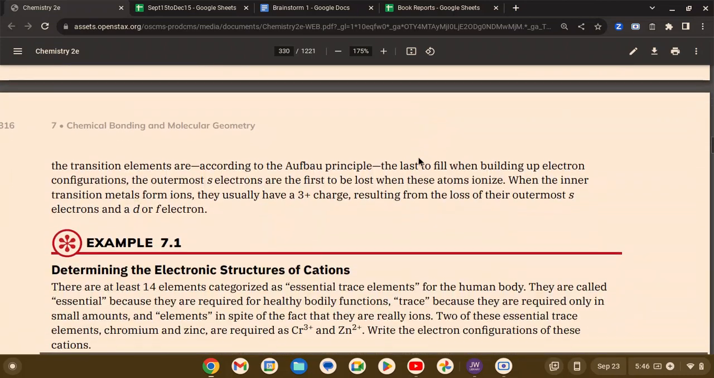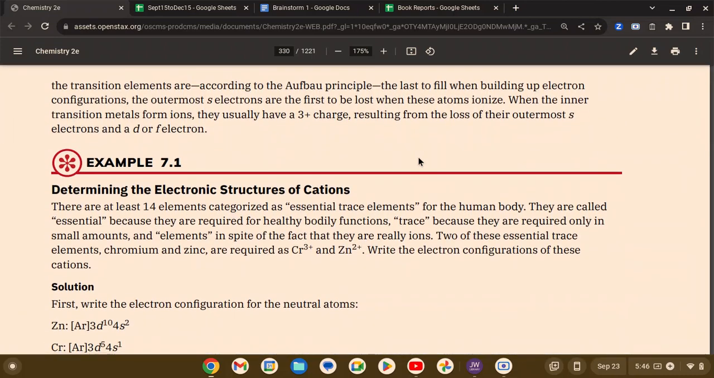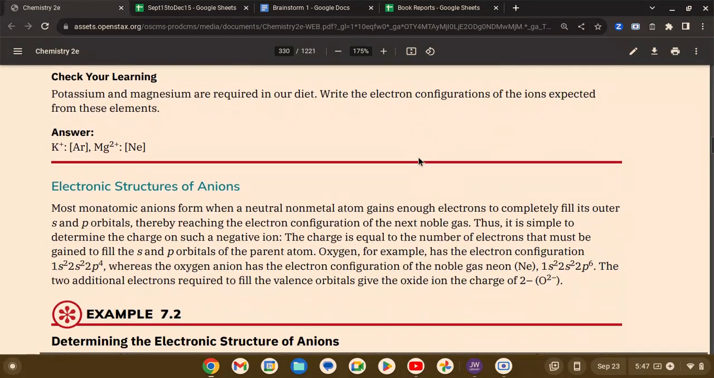Although the d orbitals of the transition elements are, according to the Aufbau principle, the last to fill when building up electron configurations, the outermost s electrons are the first to be lost when these atoms ionize. When the inner transition metals form ions, they usually have a +3 charge, resulting from the loss of their outermost s electrons and a d or f electron.